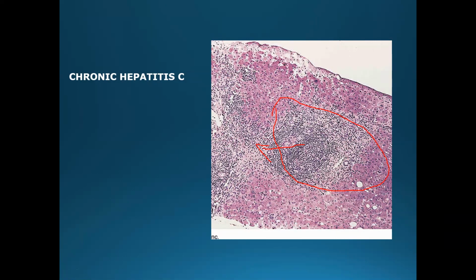That's going to be the starting step of the formation of the regenerative nodule, turning the liver into an organ that is crisscrossed with fibrous septae, resulting in the development of cirrhosis.